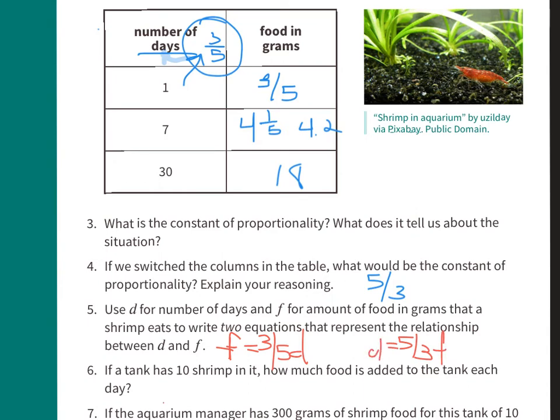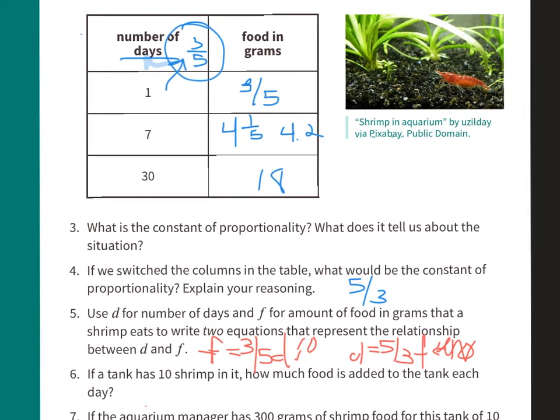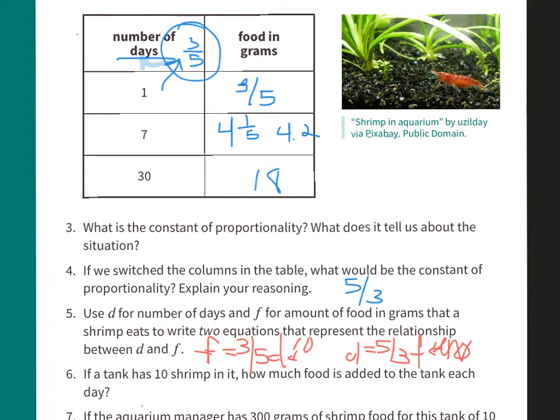If a tank has 10 shrimp in it, how much food is added to the tank each day? Well, if we have 10 more shrimp, they each get 3/5. So 10 times 3/5 of a gram of food, they get 6 grams. So all I did is I took 10 and plugged it in there for shrimp. Oh no, that's food. Never mind. Bad one, over here. 10 more shrimp, so we're getting 3/5 gram more. 10 times 3/5 is 6 grams.